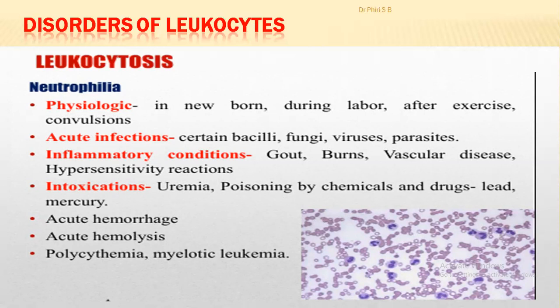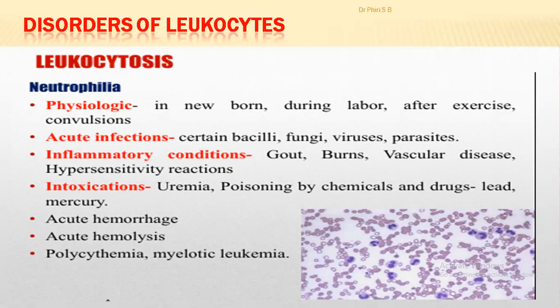Gout is simply a disease in which there is a defective metabolism of uric acid. If you have defective metabolism of uric acid, it causes neutrophilia. This defective metabolism of uric acid will result in arthritis. There is precipitation of uric acid that will form chalk-like stones, and these stones will start inflicting pain on the nerves. So that's gout. In gout, you can also have neutrophilia, just like in vascular disease and hypersensitivity reactions.